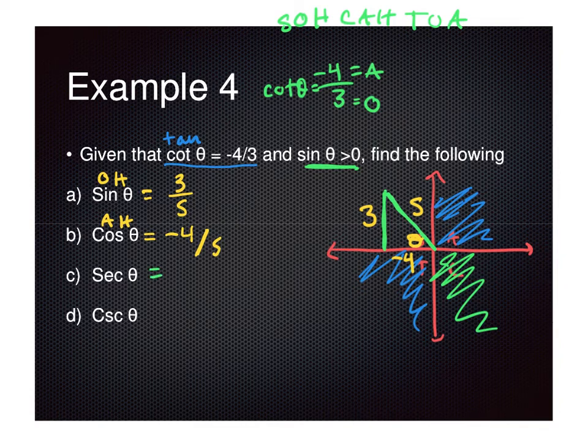Next, we have secant. Secant is hypotenuse over adjacent. So what's our hypotenuse? 5. And what's our adjacent? -4. And again, secant is negative in the second quadrant, so we're good with our negative. And then the last one, cosecant, is the reciprocal of sine. So we have hypotenuse over opposite. What's our hypotenuse? 5, and our opposite? 3. And cosecant is positive, just like sine. Any questions?